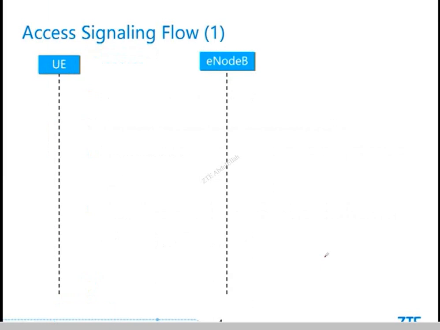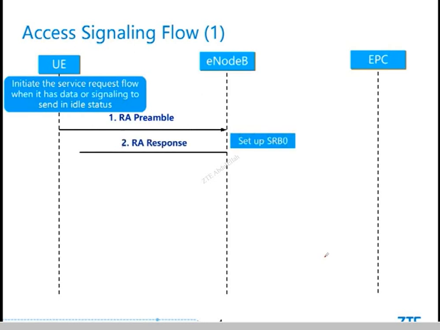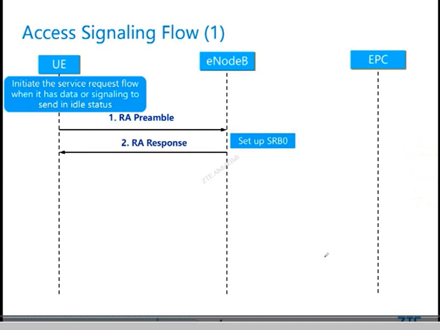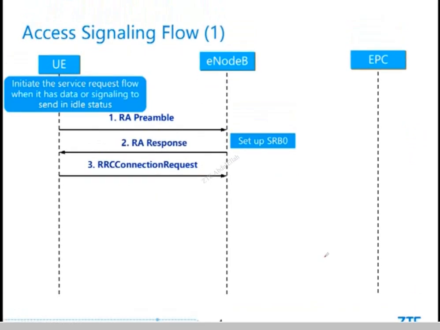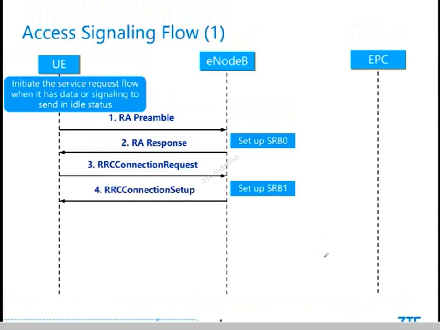Okay, so the first step is the analysis of the access signal flow. Before you learn the optimization method, you need to know the access processing. Before the UE accesses the eNodeB, the UE needs to send the preamble first to tell the eNodeB that there is one UE that wants to access it. The eNodeB will send a response to the UE, give it temporary resources and ask for more information. Then the UE will send the RRC connection request, and the eNodeB will respond with the RRC connection setup.